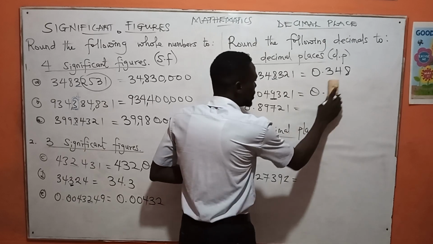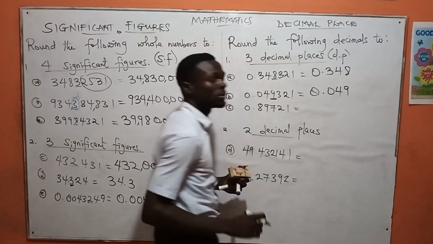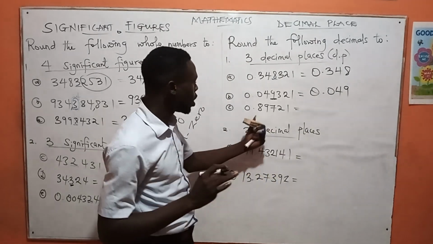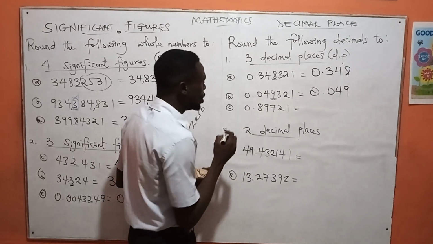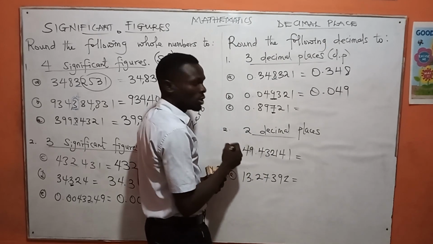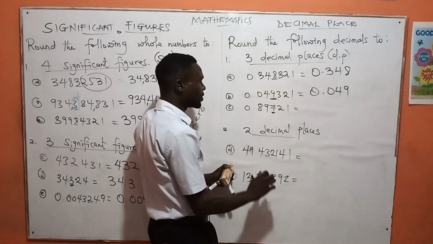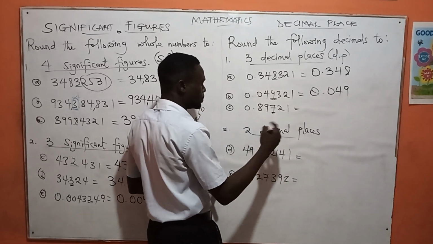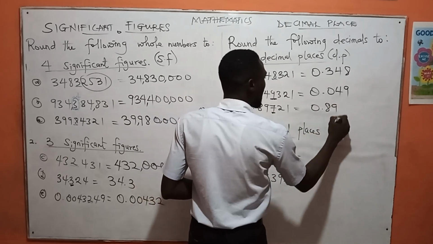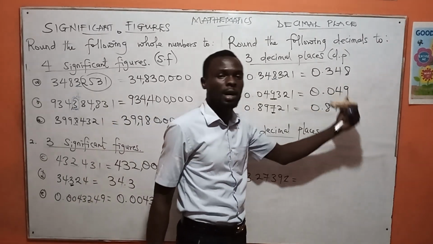3 decimal places, you have 0.4. There's a 0 after the point. So we have 0.049 to 3 decimal places, then you are correct. Also, to 3 decimal places, you have 1, 2, 3. So if it is up to 3, the number on the right is less than 5. Then we are going to get 0.897. And that is 3 decimal places.